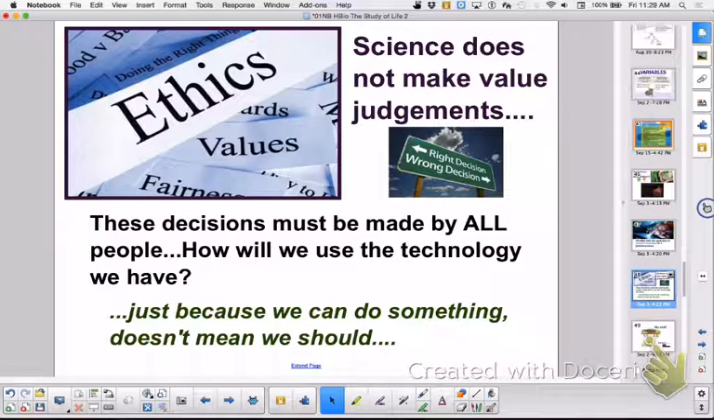So on science, science does not make value judgments. Moral and ethical decisions must be made by all people. And the questions are, how will we use the technology we have? And just because we have the ability to do something, should we?